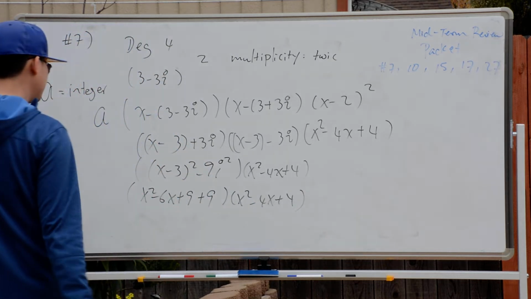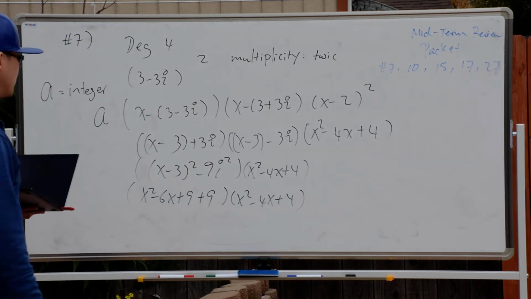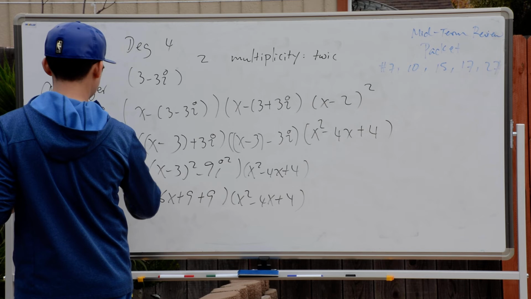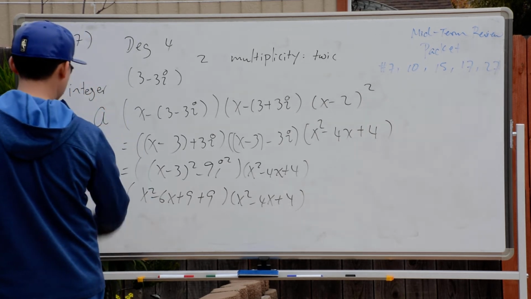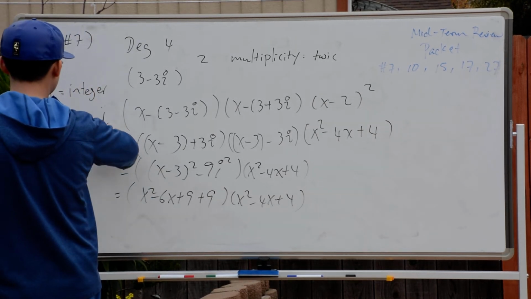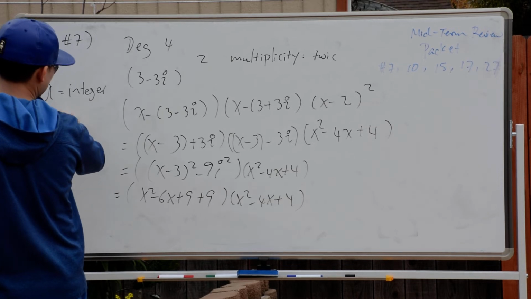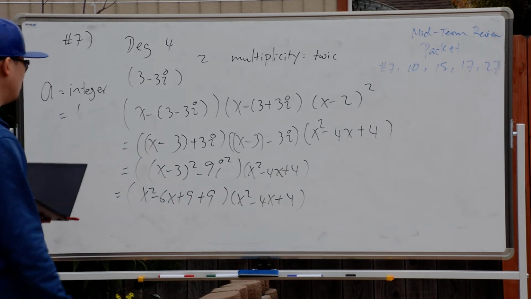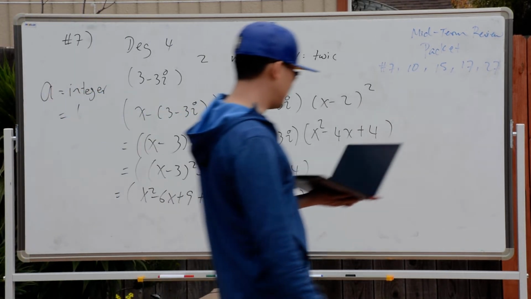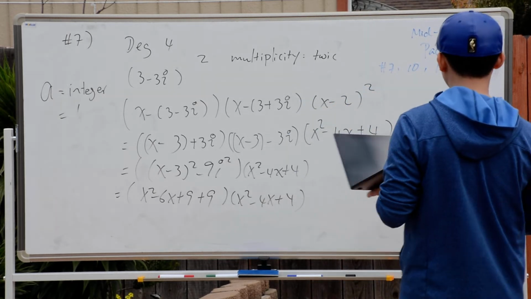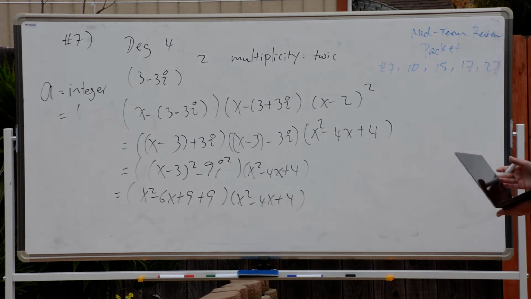So once you FOIL this, you end up with one of those equations. Okay? So a, we do know that's an integer, so that means it's going to be 1, for the coefficient. Basically this one is just FOIL or multiply it out, and you'll get that. So now, what about number 10, 15, 17, and 27? So we'll take a look at that.